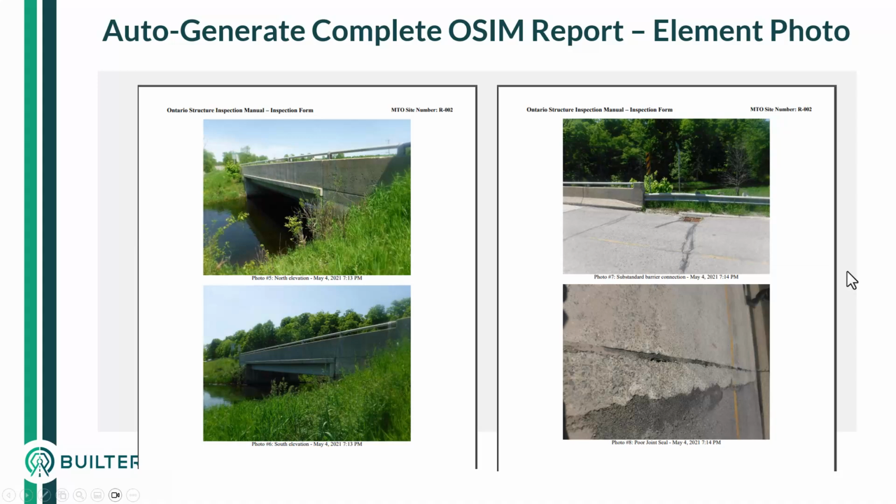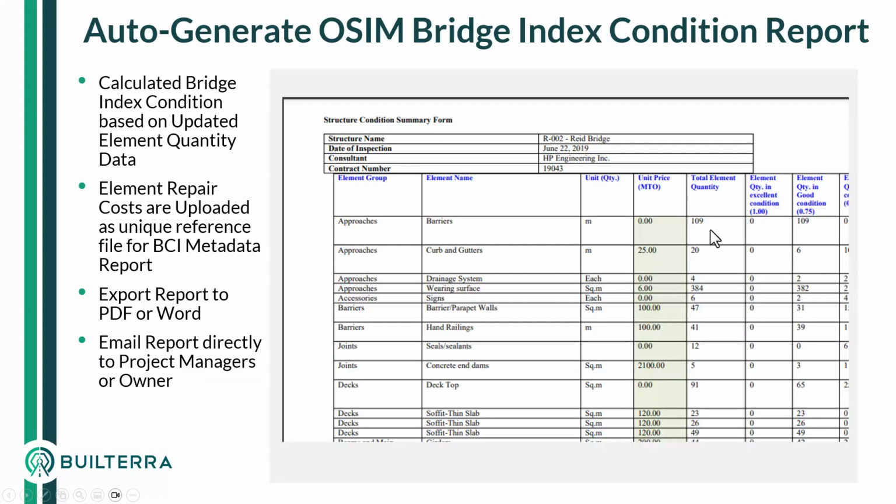So just some examples here, as well as a cover page showing BCI and possibly BSI depending on your requirements. This is the cover page of the OSIM, which shows all of the elements grouped, sorted, and then of course all of the quantity data is summarized. Unit price data is a resource file that's uploaded to support the BCI calculation.